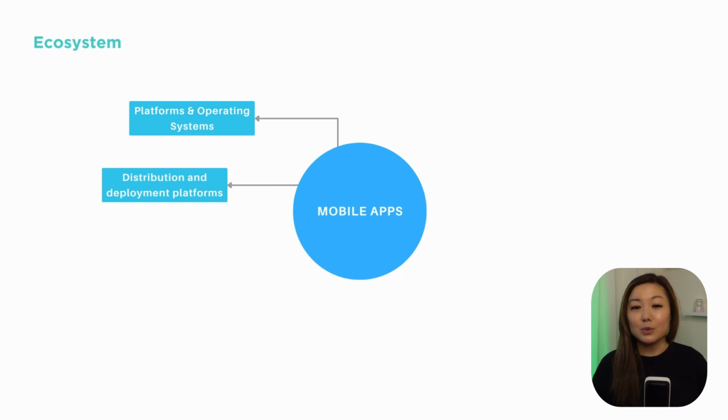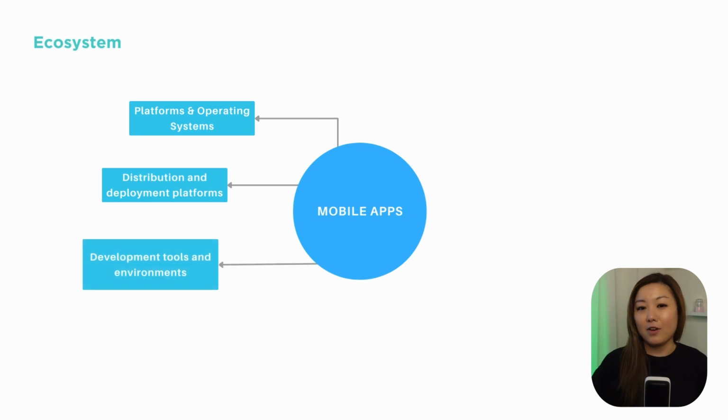So there are app stores, such as the Apple App Store for iOS apps and the Google Play Store for Android apps. There are beta testing platforms. Now these help you to release only to a set of customers if you want to run experiments. We have TestFlight for iOS and Firebase app distribution for Android. Next is the development tools and environments. Integrated development environments such as Xcode are for iOS development and Android Studio for Android development.